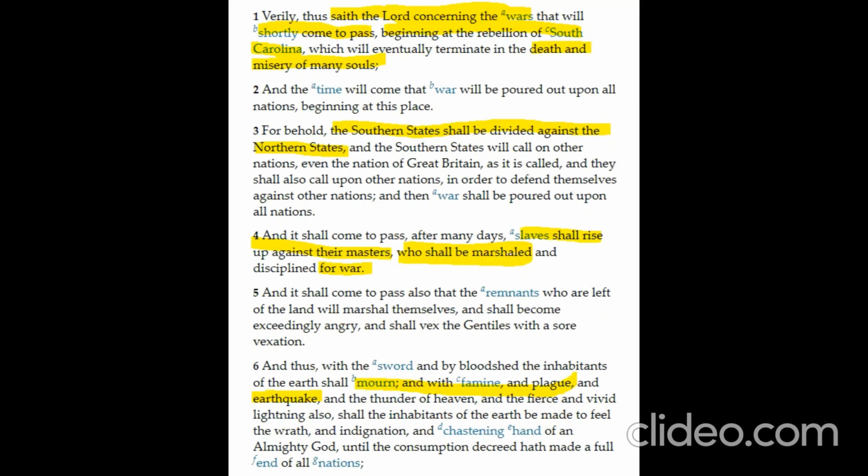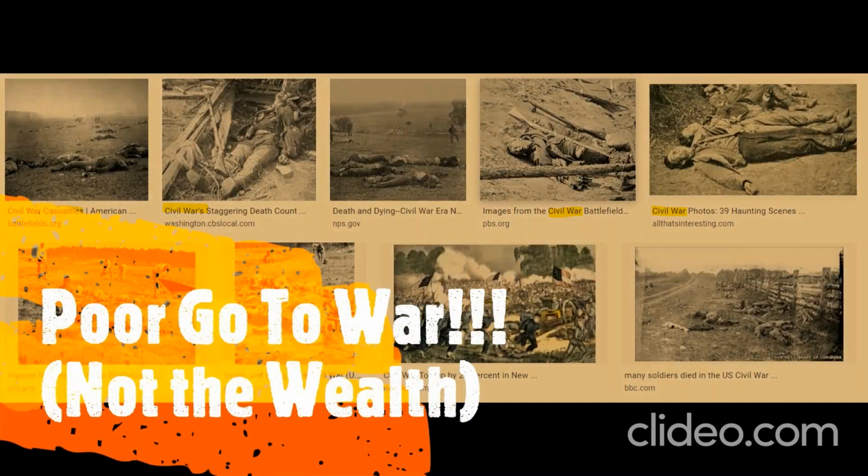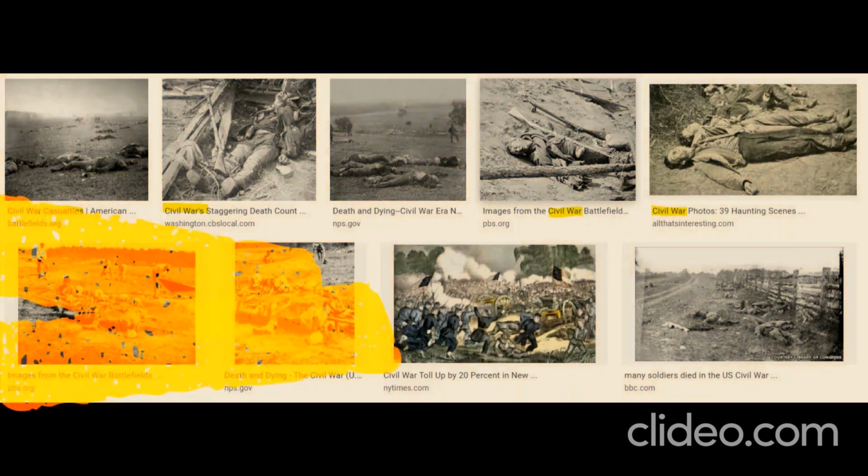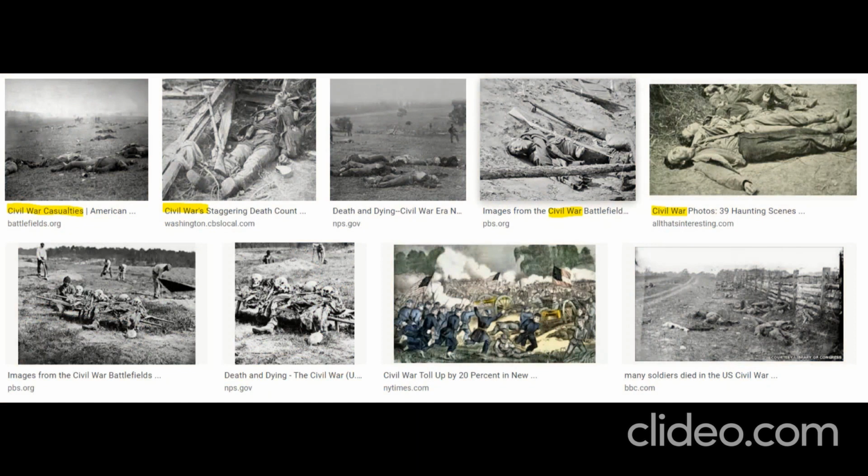Slaves shall rise up against their masters, who shall be marshaled and disciplined for war. Now, you see the people that fought in the war, they were all white men that were dead. They were the slaves. They're the ones that were marshaled for war.